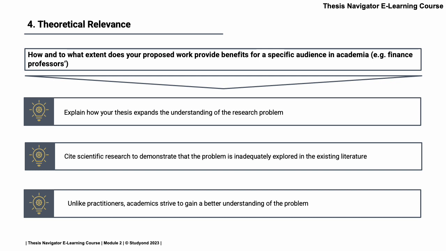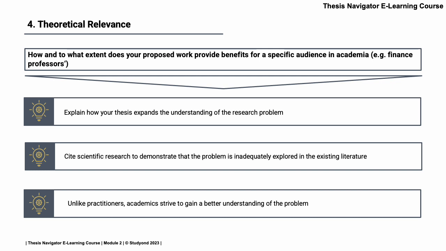First, focus on explaining how your thesis expands the current understanding of the research problem outlined in section 1. For example, one simple way to achieve this goal is to investigate the connection discussed in science, such as the effects of home office work on employee productivity within a new sample. Second, we recommend citing current scientific literature to show your supervisor that your research problem is discussed in the literature but has not yet been sufficiently researched.